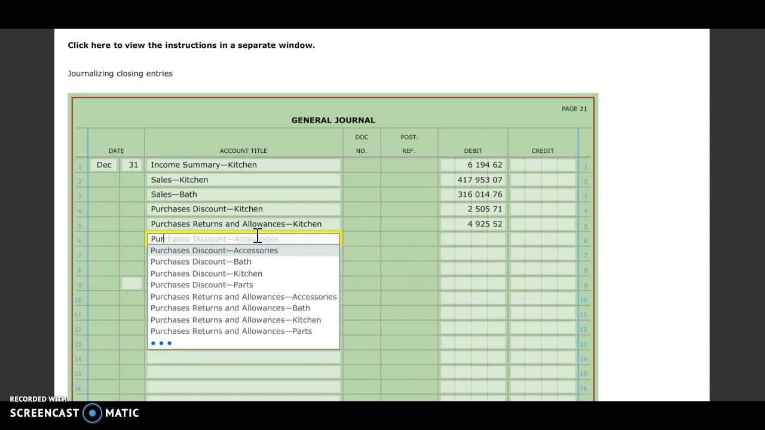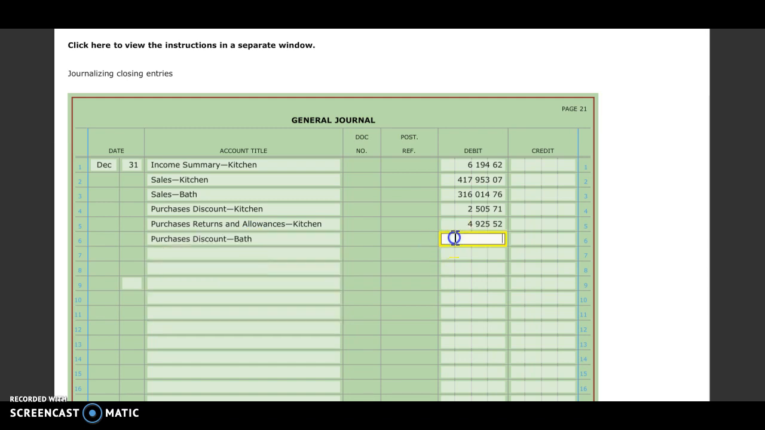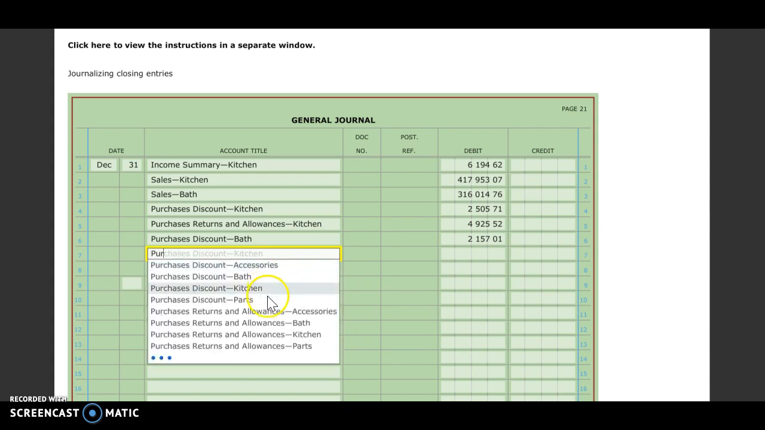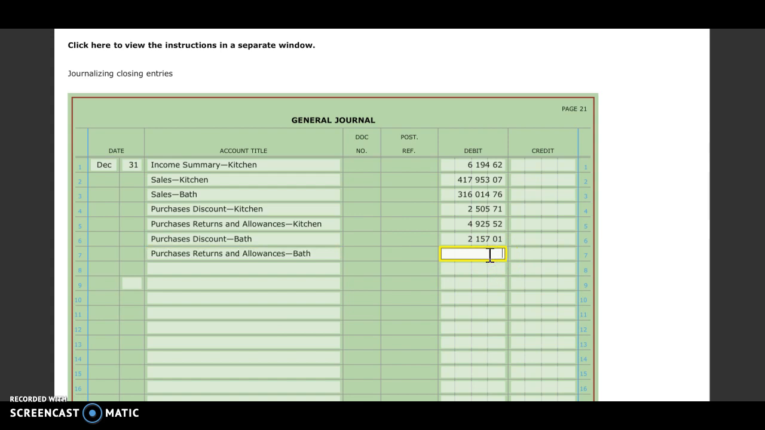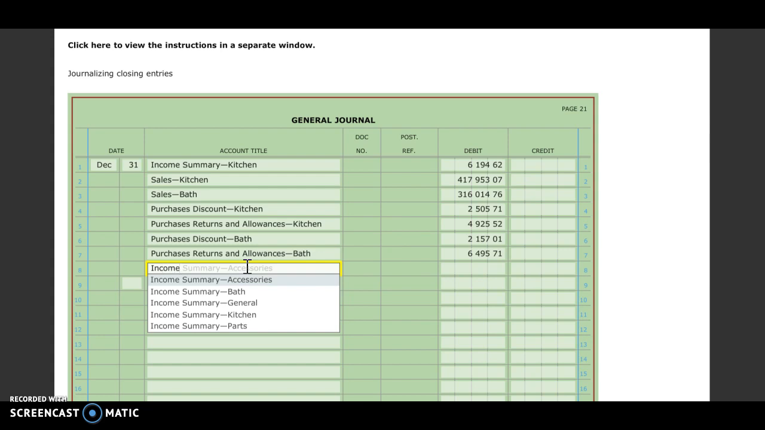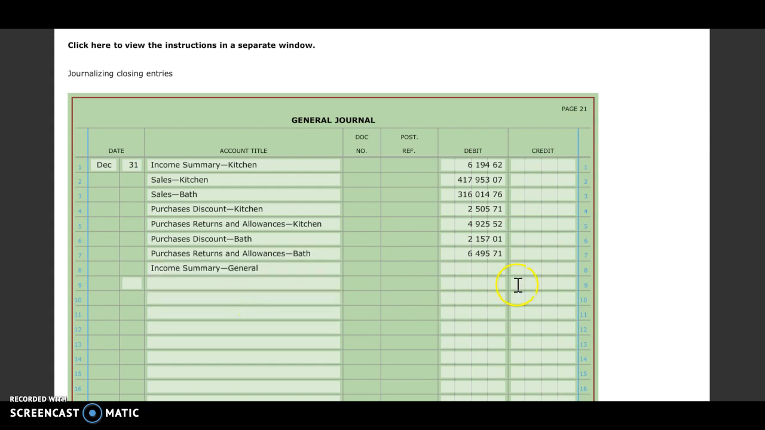Then I have purchases discount bath, debit for $2,157.01. I have purchases, returns, and allowances bath, and a debit for $6,495.71. Okay, so those are all of my credit accounts that I'm going to close by debiting them. So I am going to close them into my income summary general account, and I'm going to credit that account for the total of these debits.